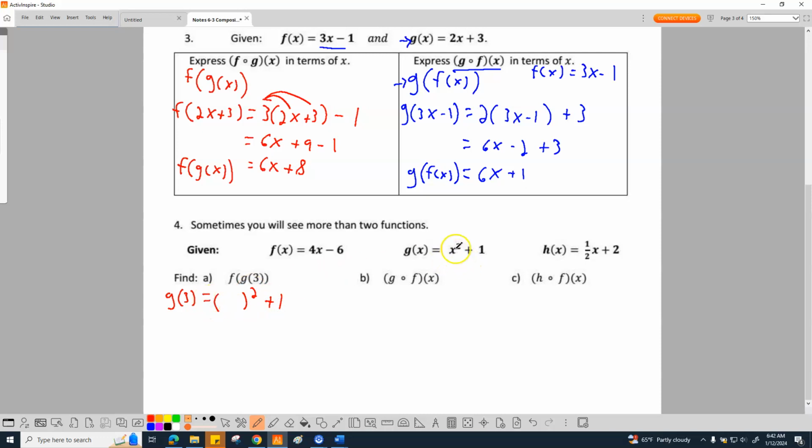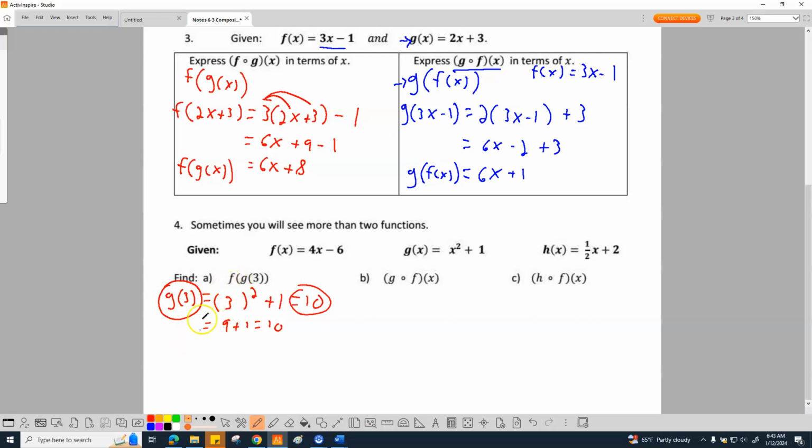So what I did was I replaced this x with parentheses, and now I'm going to shove in my 3. So I'm basically going to have to evaluate g of 3 myself. You're going to have to do that. Some of these problems are multi-stepped. So let's look at this. g of 3 equals 3 squared plus 1. 3 squared is 9, and then plus 1 is 10. So I know that g of 3 is equal to 10.